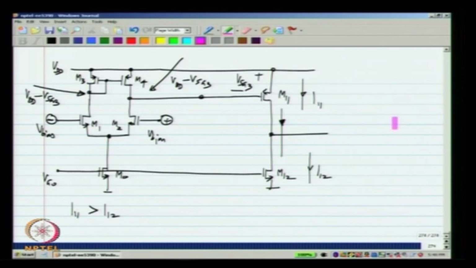of M12, what happens is, let us say this voltage starts from somewhere in the middle, so that both transistors are in saturation region. A net current of I11 minus I12 will flow into the parasitic capacitance that is at the output. So, this voltage will keep on rising. And finally, M11 will reach the triode region and the current in M11 will reduce to be equal to I12.